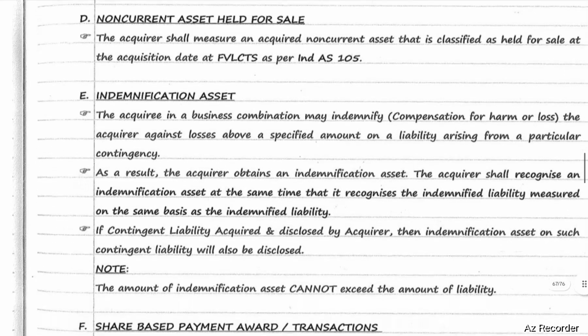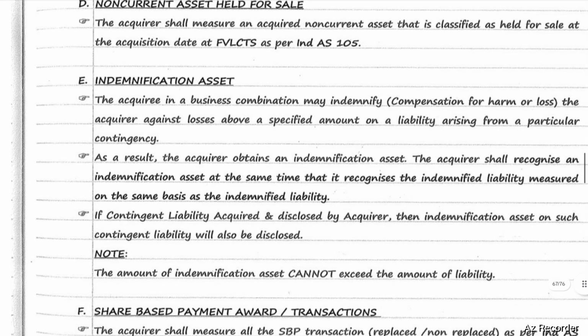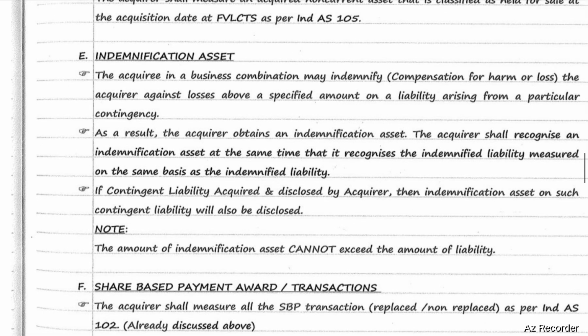Indemnification asset. The acquirer in a business combination may be indemnified, that means compensated for harm or loss. Here the seller will compensate the acquirer against losses above a specified amount on a liability arising from a particular contingency. As a result, the acquirer obtains an indemnification asset.